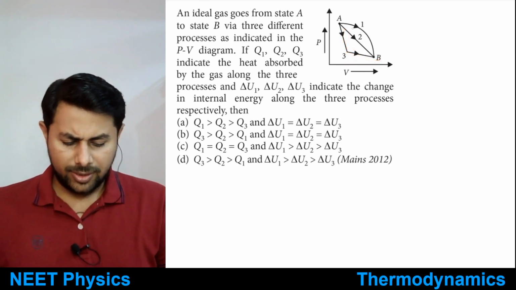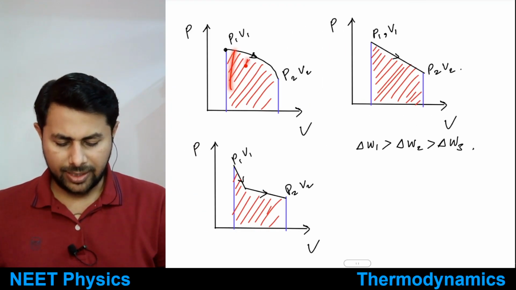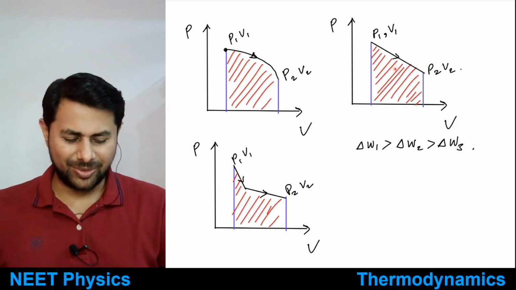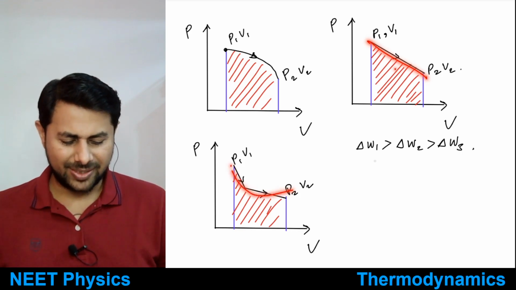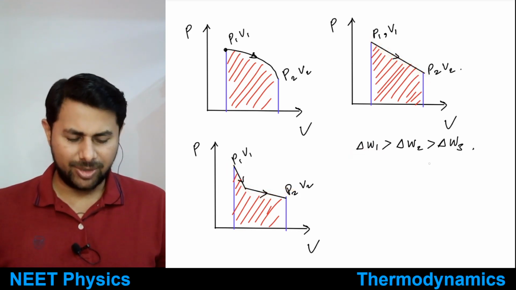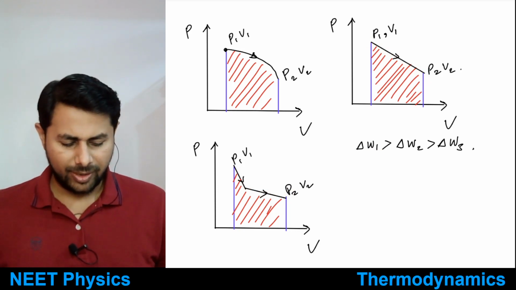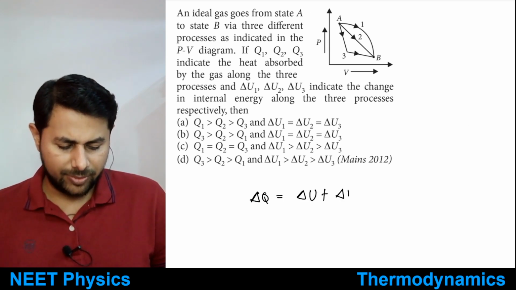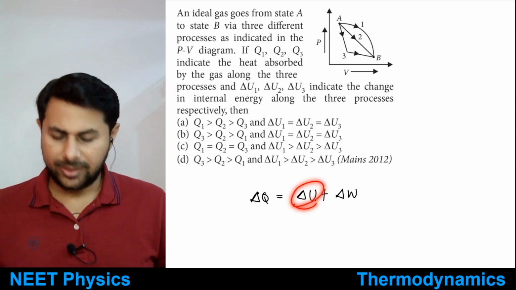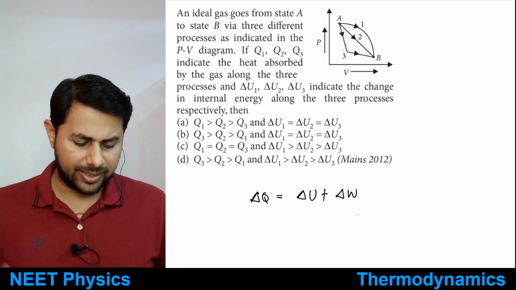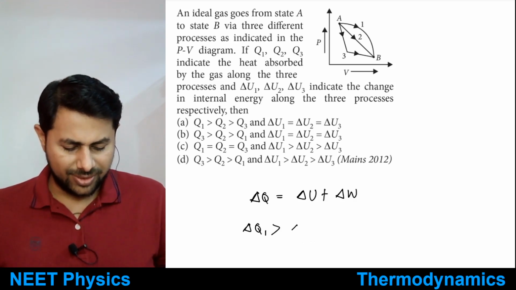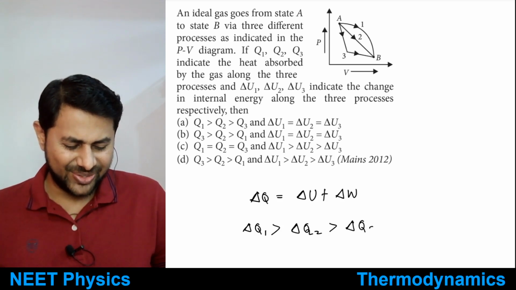In the first case, the work done would be more because the area under the PV graph would be more, compared to the second case and the third case. So delta W1 is greater than delta W2 is greater than delta W3. We know that delta Q is equal to delta U plus delta W. Delta U is equal in all three cases. That means delta Q1 must be greater than delta Q2, which is greater than delta Q3.